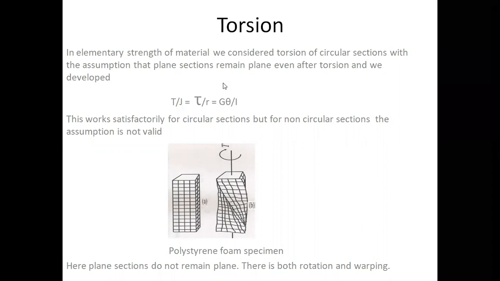Today we'll discuss torsion. Any mechanical member or any other member subjected to torque will have twist or torsion. Now this is a very important issue in engineering because there are many engineering components like shafts and other things which are subjected to torsion.